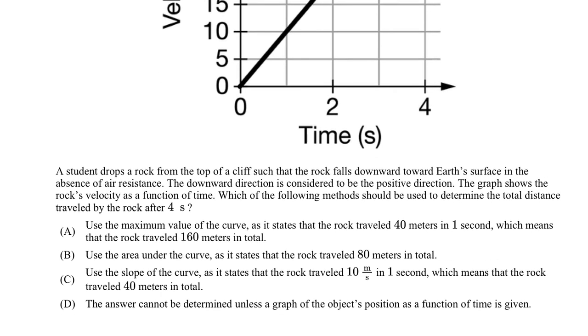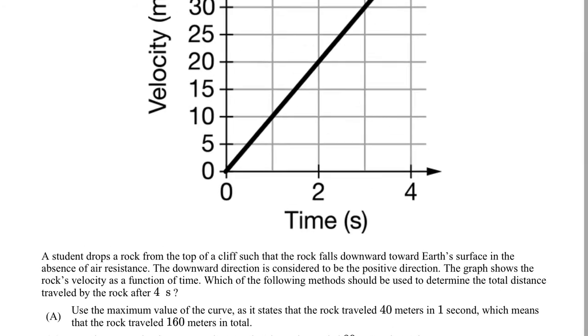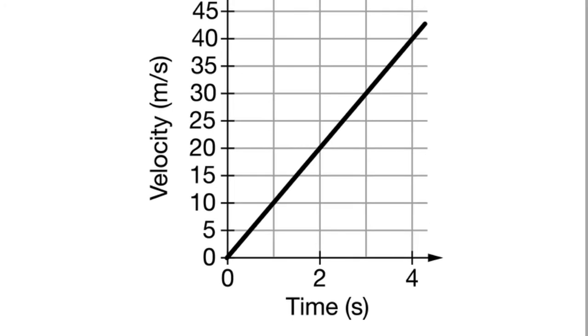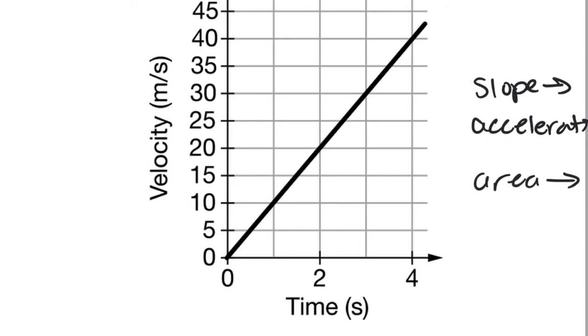So we're going to try to find a method. Right off the bat, I can tell I'm given a velocity versus time graph. So if I'm given a velocity versus time graph, I know that if I find the slope of this graph, it'll give me acceleration. If I find the area under the curve, then that'll give me position.